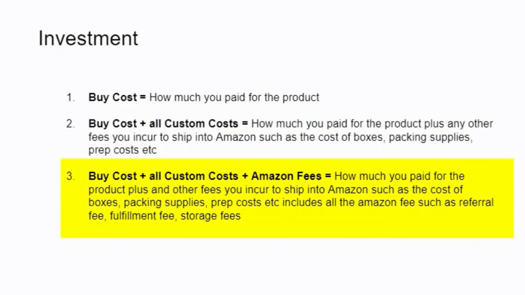The third option is your buy cost plus all custom costs plus Amazon fees: how much you paid for the product, plus all other fees you incurred to ship to Amazon, such as cost of boxes, packing supplies, prep costs, and including all Amazon fees, such as the referral fee, fulfillment fee, or storage fees.